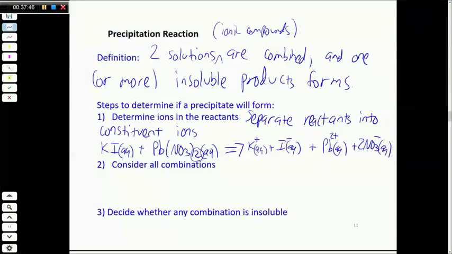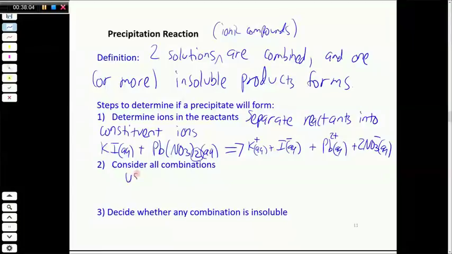So we have to consider the individual ions that are present in these ionic compounds, which is usually obvious from the formula, but you need to make sure you keep track of all of them. And stoichiometry can be important too, such as the coefficient of 2 in some cases. Now we consider all possible combinations of these ions with each other.